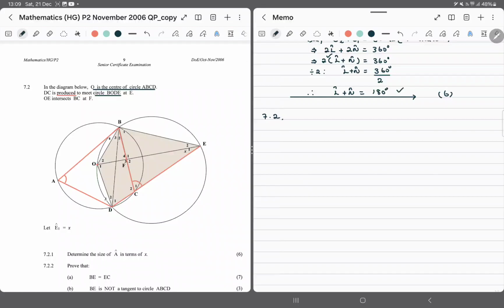Okay, not a problem. And then we are told OE intersects BC at F. And then, of course, OE intersects BC. So this is already suggesting that this is going to give us vertically opposite angles. Okay, because when two lines intersect, vertically opposite angles are equal. All right, and of course we know F3 is going to be equal to this angle right here. Likewise, F2 is going to be equal to F4. So this is what we can appreciate.